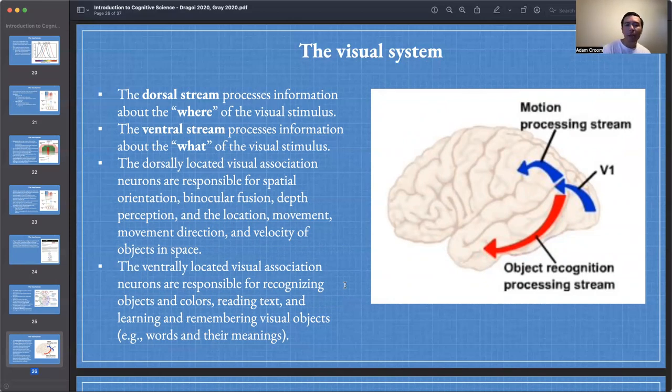The ventrally located visual association neurons are responsible for recognizing objects and colors, reading text, and learning and remembering visual objects, such as words and their meanings. And this is the ventral stream, or the what stream.